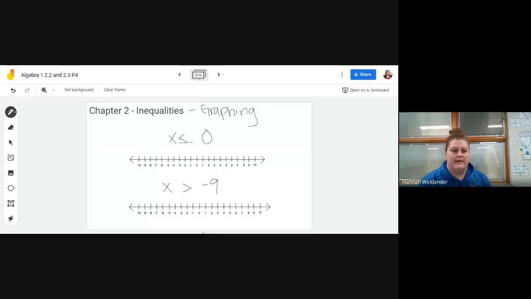Moving on, we're going to graph a couple more just to get practice. So for this first one, am I going to have an open or closed circle? Closed. I'm going to put it on 0. And then my arrow is going to be pointing to the left again. So arrow that way. Next, open or closed circle for X is greater than -9.